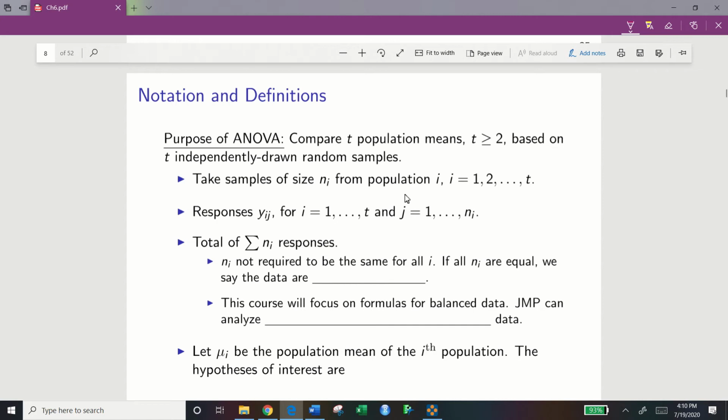We'll take samples of size n_i from our population i, where i can be 1, 2, all the way to t, and we'll have responses y_ij for i equal to 1 all the way to t, and j equal to 1 all the way to n_i. And we'll have a total of the summation of n_i responses. n_i does not require us to have all the same i. If all n_i are equal, then we say the design is balanced. This course will focus on formulas for balanced design, but JMP can handle both balanced and unbalanced data.